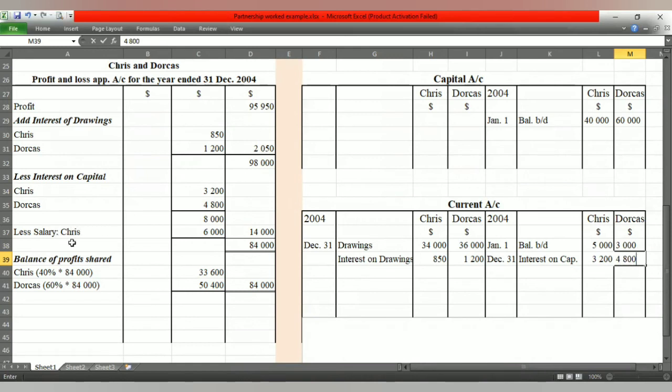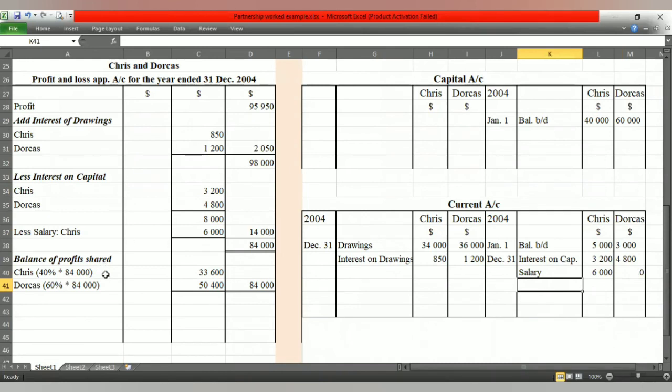Other information: the salary paid to Chris would increase Chris' worth in the business. So therefore, we're going to credit that to the current account. And Chris gets a salary of 6,000, while Dorcas doesn't get any. There's no need to write anything in Dorcas' space. You could put a dash, or in this case, I'm just going to put a simple 0 right there.